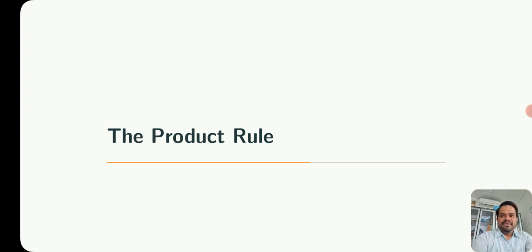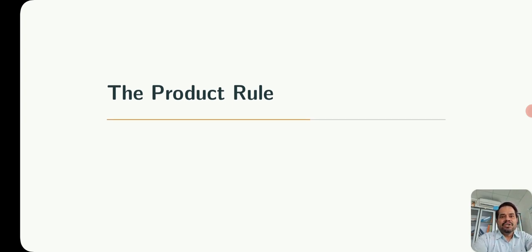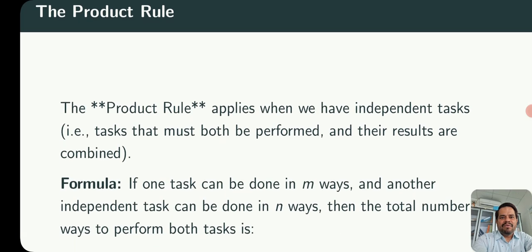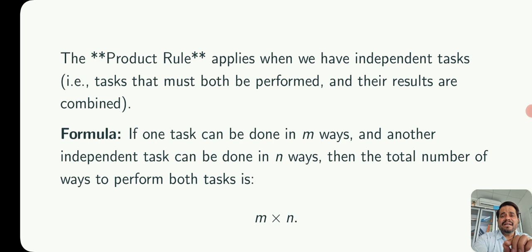Next we move on to the product rule, which is also called the multiplication rule. This rule applies when you are performing two or more independent tasks, meaning you must perform both tasks, but each task has a separate set of choices. The formal statement of the product rule is: if one task can be done in m1 ways, and after that another independent task can be done in n1 ways, then the total number of ways to perform both tasks is m cross n ways.